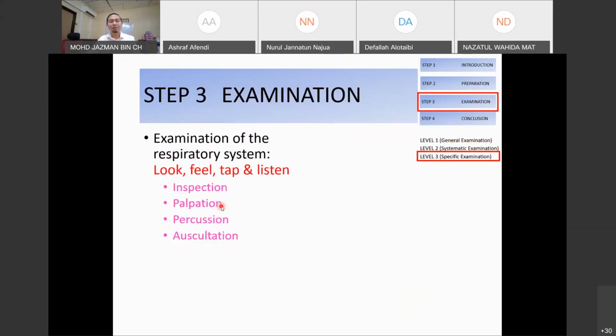Next is the specific examination. For respiratory examination or any related physical examination, you use the look, feel, tap, and listen method. So what do I mean by look? Look is inspection, feel is palpation, tap is percussion, and lastly, listen is auscultation.